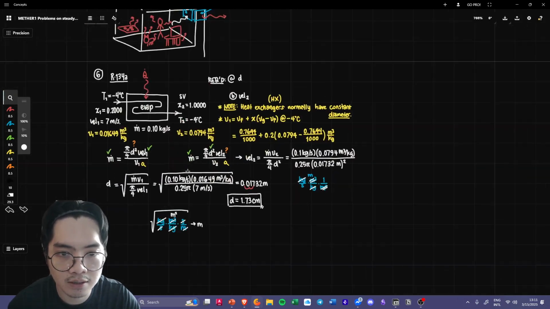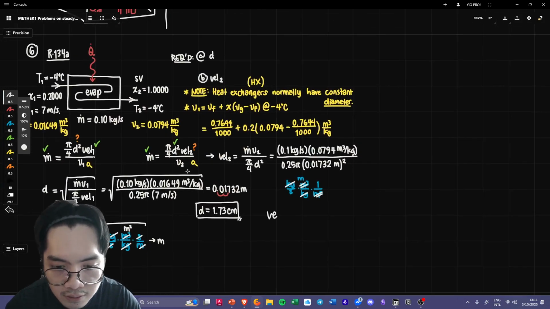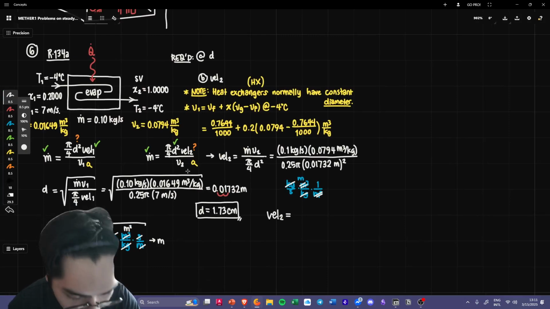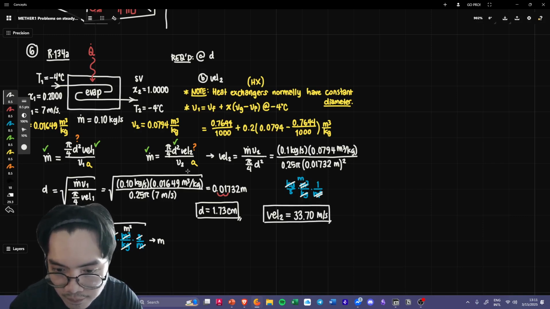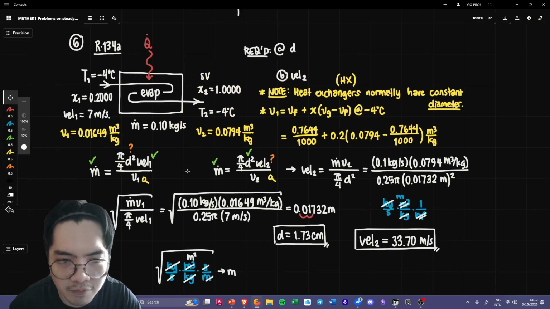It seems like, okay, there's still room. Vel2 is going to be 33.702 or just 33.7 meter per second. There you go. And if you're wondering, why is that very fast?